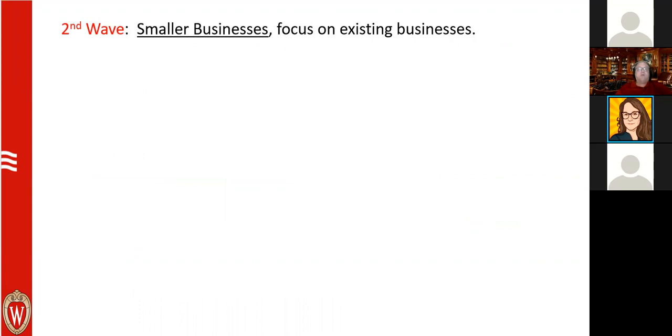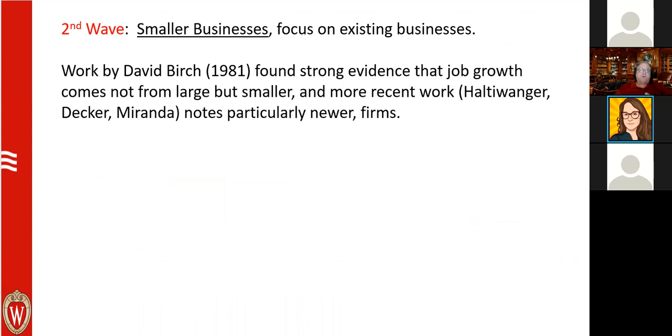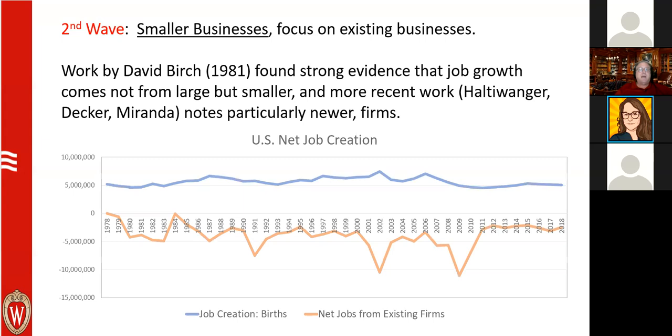Okay. The second wave of development is really focused on smaller businesses, focus more on existing businesses. What happened is that there was an influential study that was put out by David Birch in the late 1970s, 1981, that kind of challenged the notion that what's good for General Motors is good for America. Kind of said, no, there's stronger evidence that job growth does not come from the large companies, but from small companies. And this work has been confirmed by some other scholars. Some work that Tessa Conroy has been spearheading has shown that this is true for Wisconsin. And essentially, this is growth changes nationally.